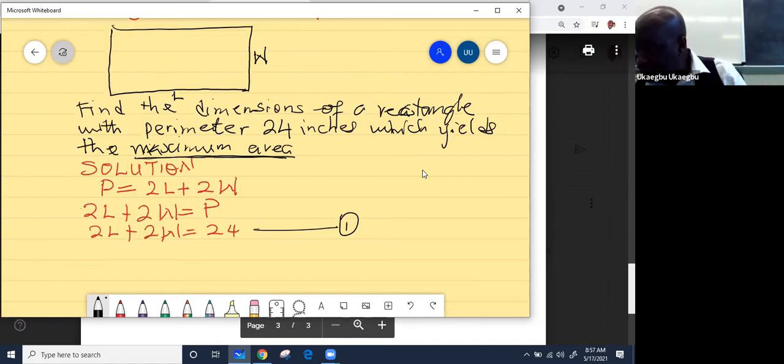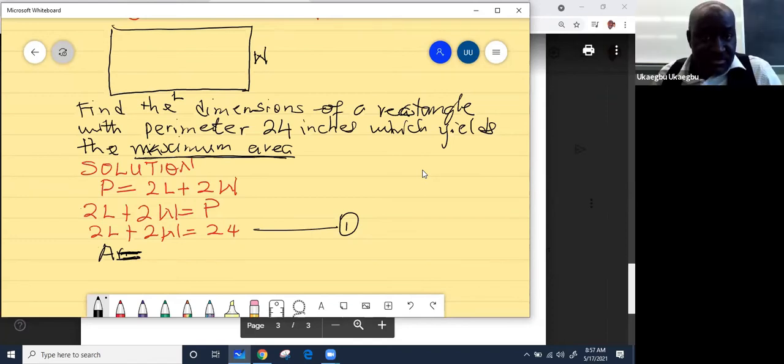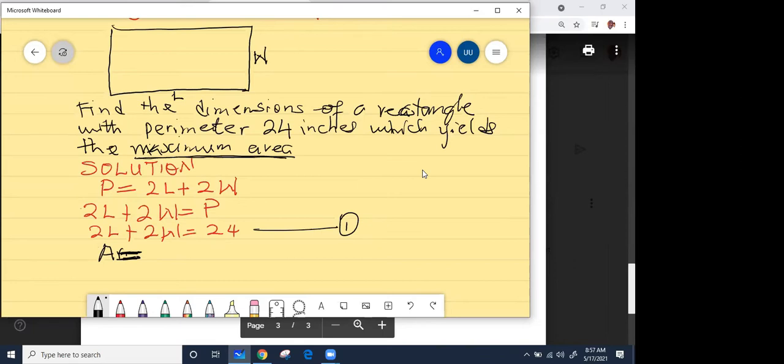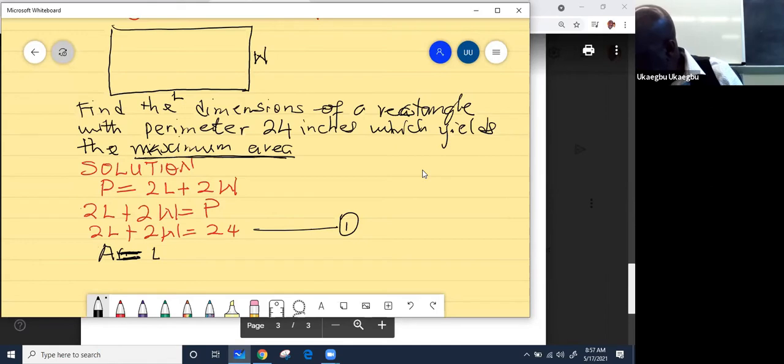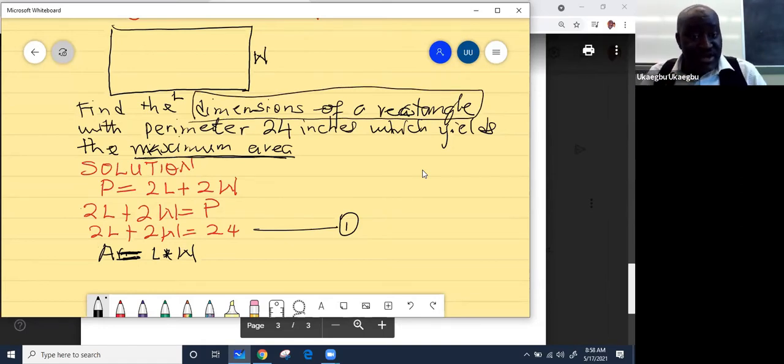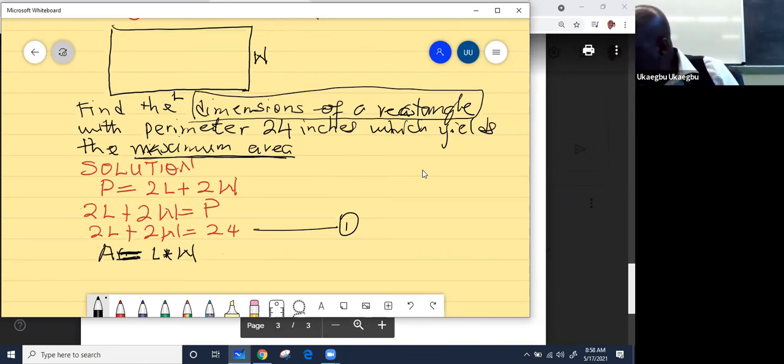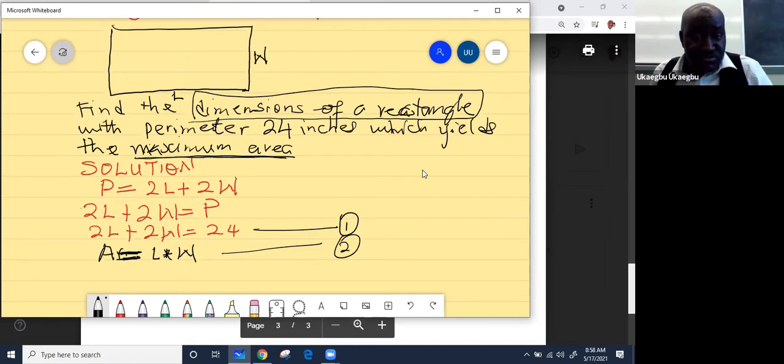But at least there is something we know, which is the area formula. What is the formula? Let's write the formula first. Length times width is the area formula. Remember, the problem says find the dimensions. So we're actually looking for dimensions, and we don't know the area. But one thing that we know is they said maximum area. So we can call this equation two. All right. So now we may examine equation one and two and use them to find the maximum area.